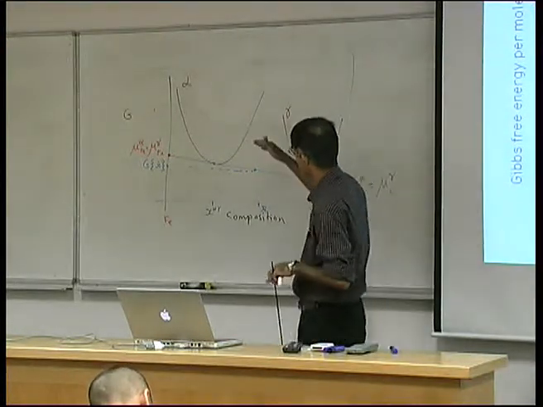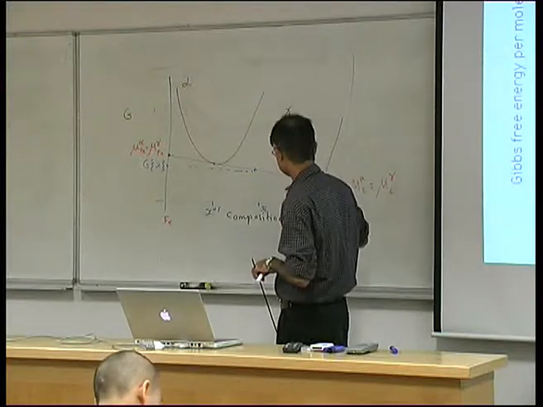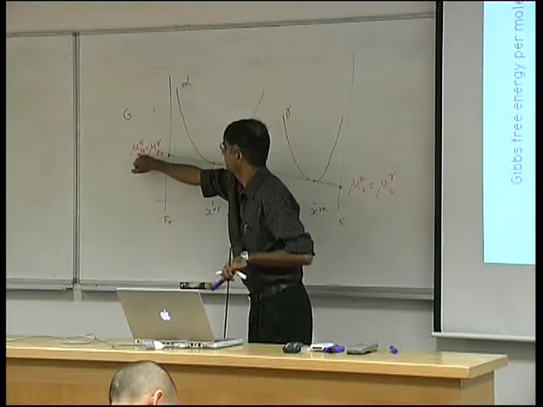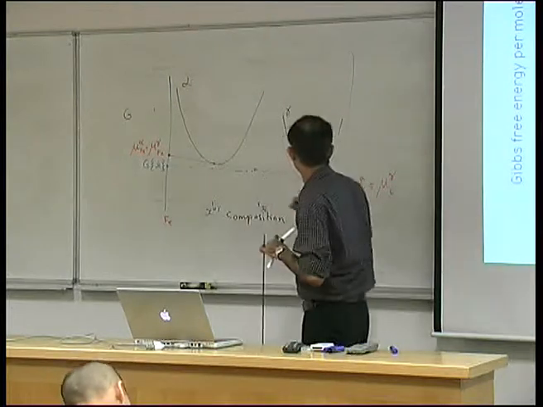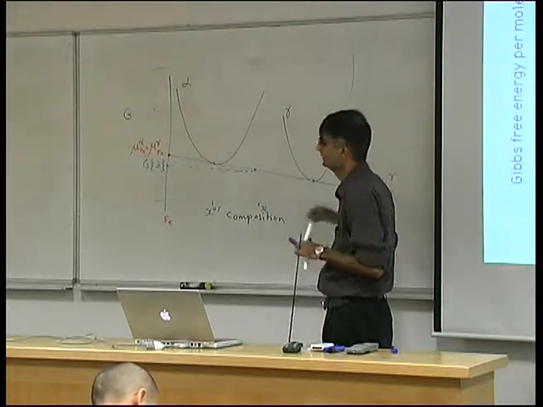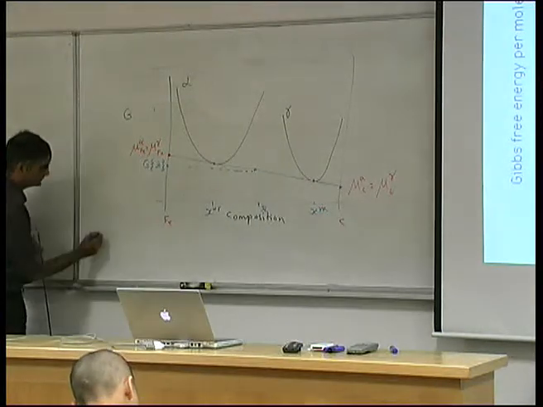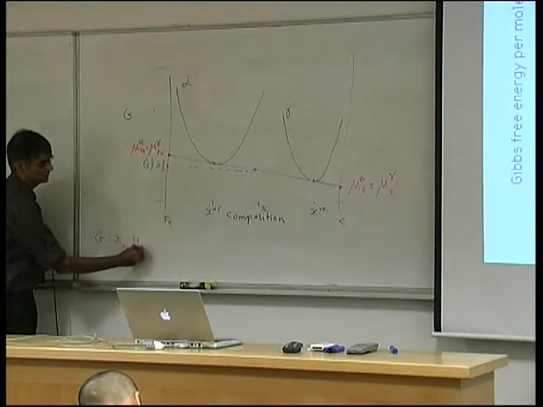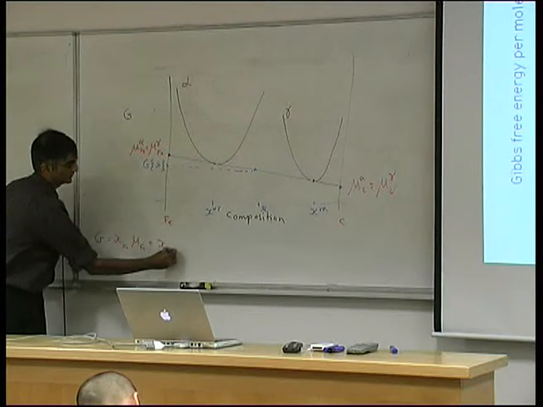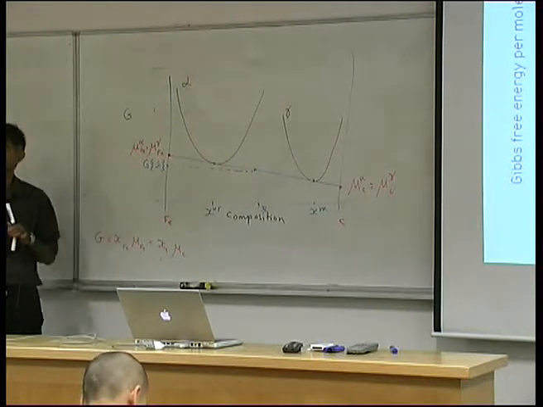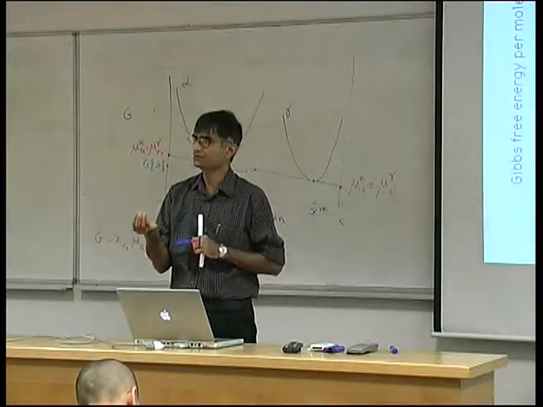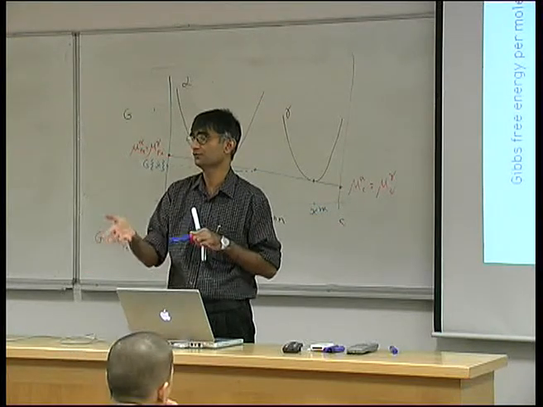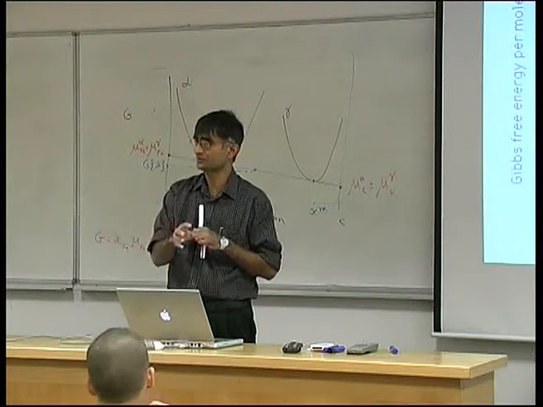Okay. Now let's just focus on a single one of these curves. If I take the free energy of that solution, then it is the weighted mean of the free energy of iron in that solution plus the free energy of carbon in that solution. So we can just write that the free energy of a solution is equal to the concentration of iron times the chemical potential of iron plus the concentration of carbon times the chemical potential of carbon. All the chemical potential means is that it is the mean free energy of iron in a solution of that composition. And similarly, mu C means the mean free energy of carbon in a solution of that composition.